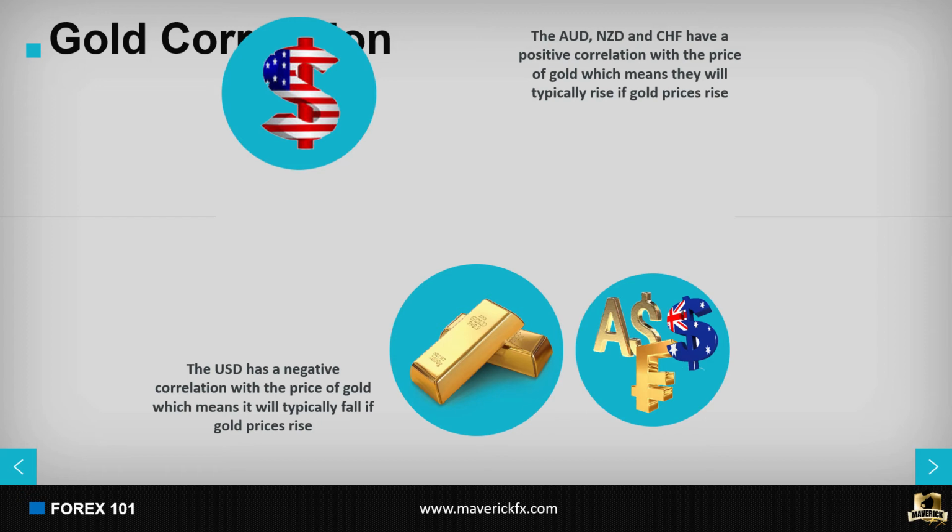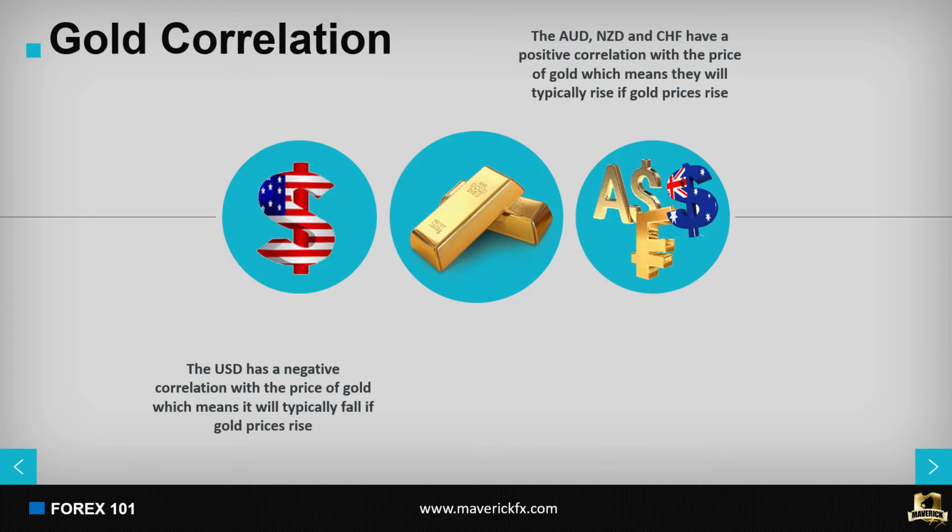All right, so how do we know what correlations? Now, we just went through some easy ones. We just talked about oil with the CAD. We talked about gold with the Aussie and the franc. There are other commodity currencies out there, but we don't typically trade them. Like the South African rand is also highly correlated to the price of gold. The Swedish krona is also, and Norway's currency is also tied to oil quite a bit. But for the most part, these are the major correlations.